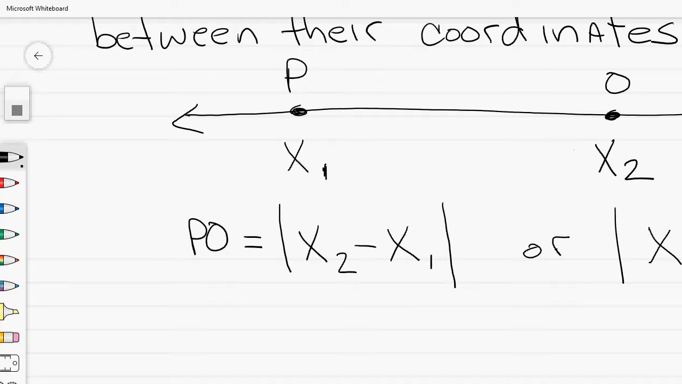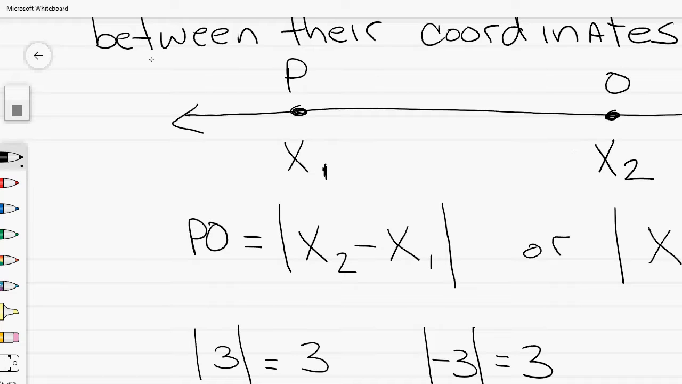All right? The absolute value of positive 3 is equal to positive 3. The absolute value of negative 3 is equal to positive 3. All right? Absolute value is technically how far a number is from 0 on the number line. On the number line, if you've got 0 right here and you've got positive 3, well, positive 3 is 3 units away from 0. All right? But negative 3 is also 3 units away from 0.